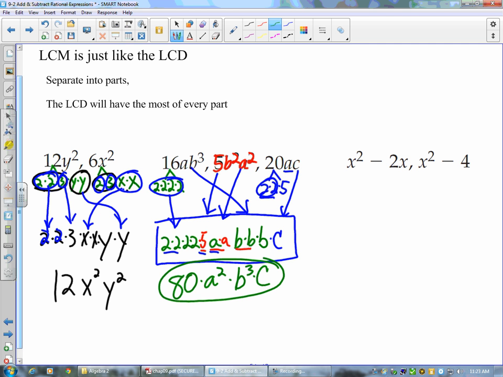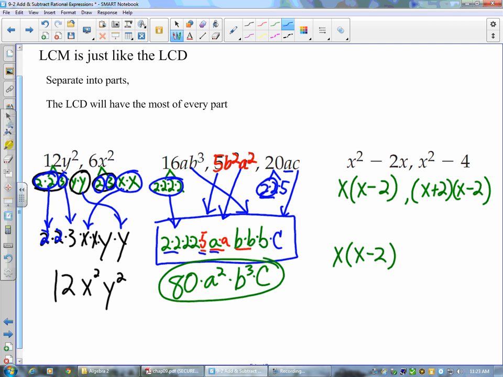Now when you get to something like this, rational expressions, we need to factor them to find out the parts. So I can divide out an x out of both of these, and that leaves an x minus 2, and I can factor this one to be an x plus 2 and an x minus 2. So I need to have an x in there. I need to have an x minus 2. And then here, I have an x plus 2. I need an x plus 2. I don't have that in there yet. And an x minus 2 is already there. So this whole thing is going to be my least common multiple.